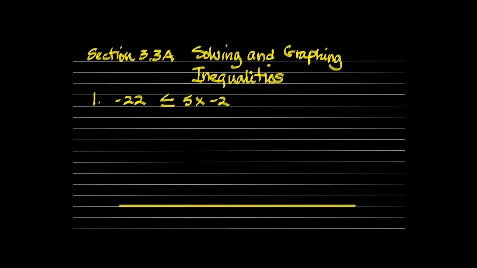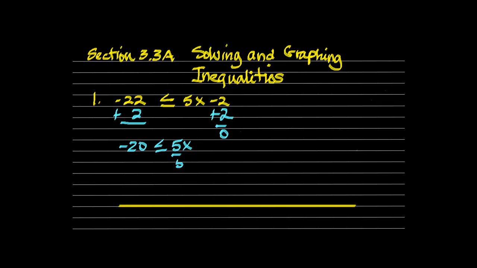So now we're going to start our first problem. You do these just like you would an equation. We can see that this term here is on the side that the x term is on, so I want this to go to 0. So it's a -2, so I'm going to add 2 to there, and then I'll add 2 to the other side. So this becomes 0. So now I get a -20 is less than or equal to 5x.